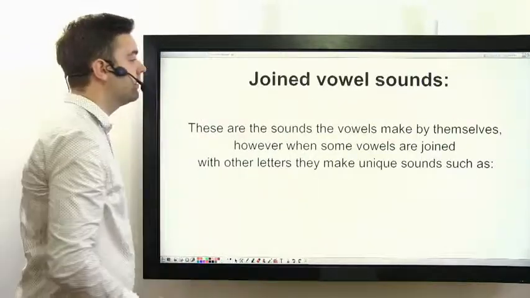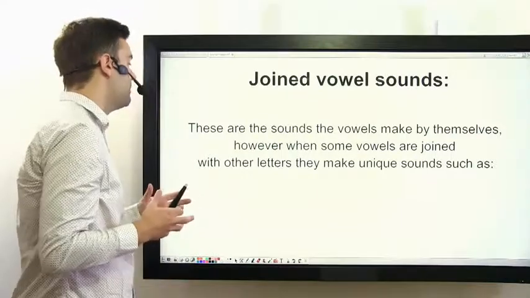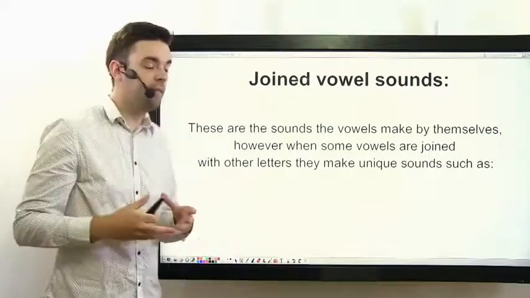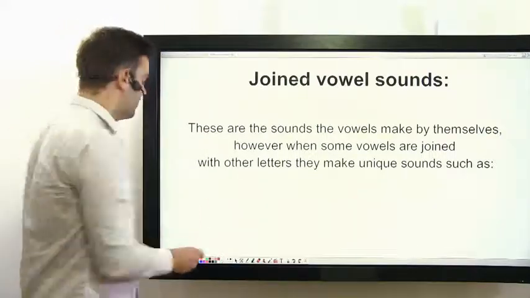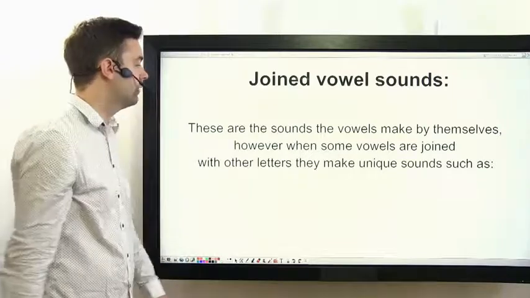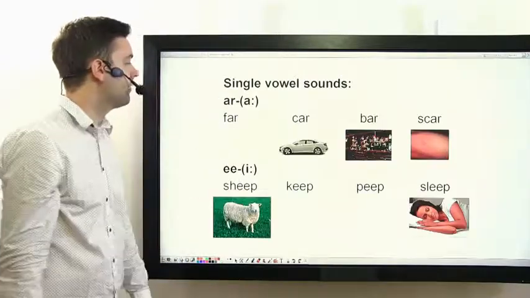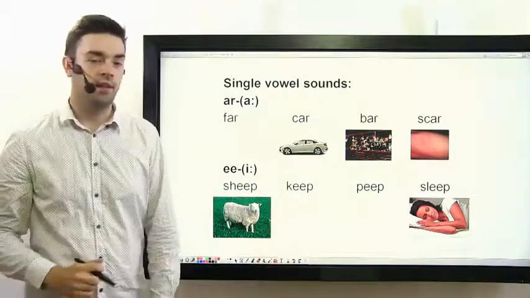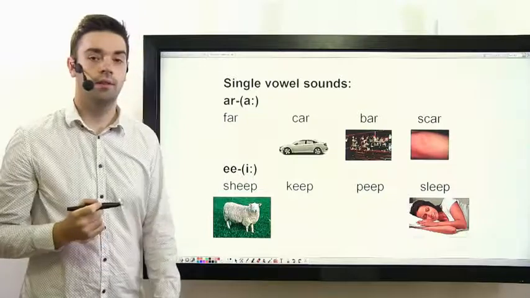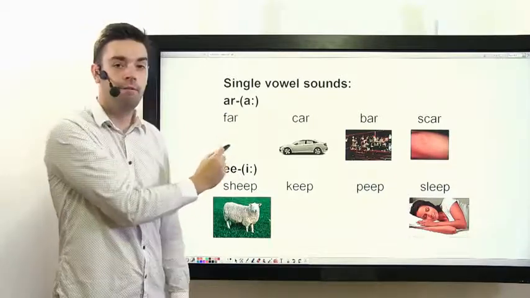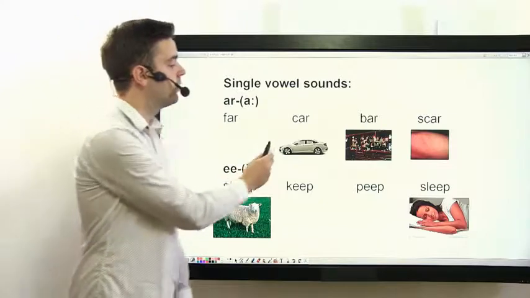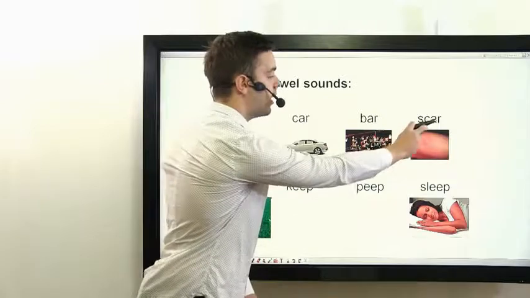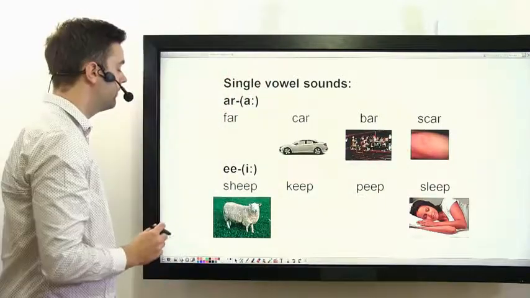So let's now join some of the vowels together. Those were the sounds the vowels make by themselves. However, when we join them, they make some different and unique sounds, such as when we join A and R, we get R. So, far, car, bar, and scar.